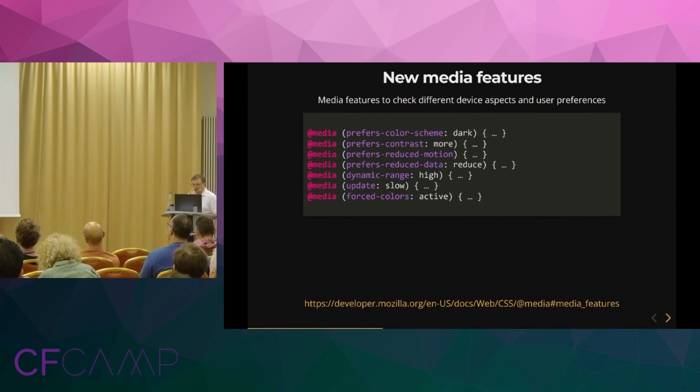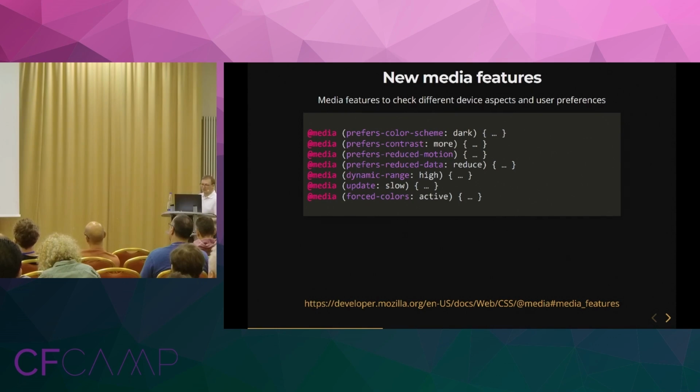New media features, there are a lot of them. I think these are not even all of them. Yeah, I will go quickly over them. Prefers color scheme. You can check if a user wants a light or dark theme. If a user prefers more contrast or less contrast, you can check whether the user wants to have reduced motion, because some users have motion sickness, for example. So you can reduce your motion on the websites.